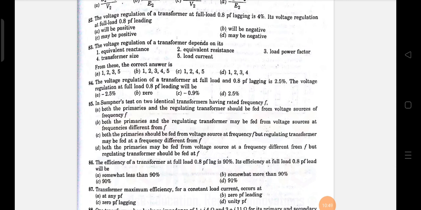Next, 84th question. The voltage regulation of a transformer at full load and 0.8 lagging power factor is 2.5 percentage.